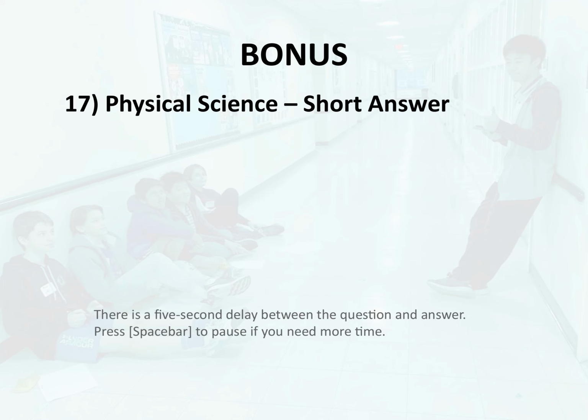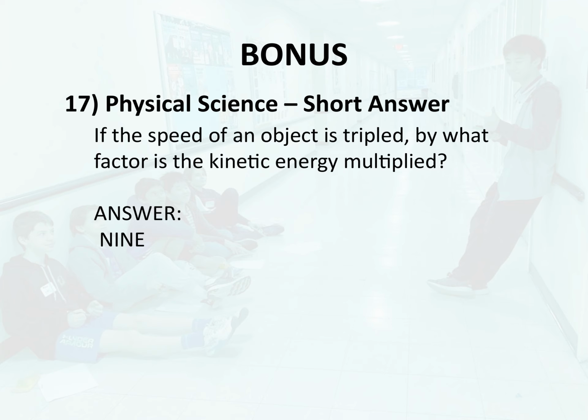Bonus 17. Physical science, short answer. If the speed of an object is tripled, by what factor is the kinetic energy multiplied? Answer. 9.